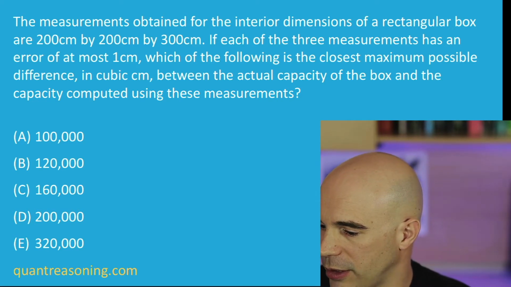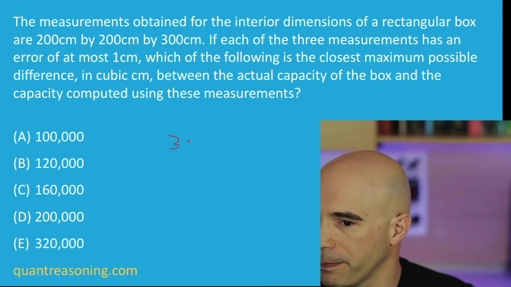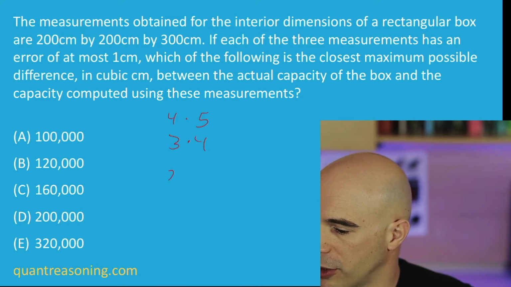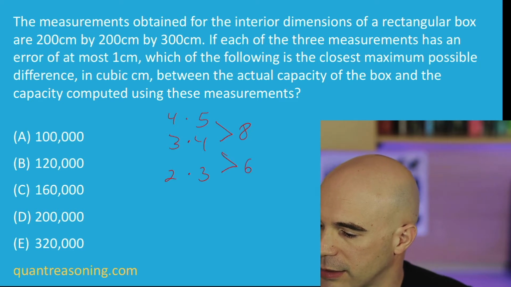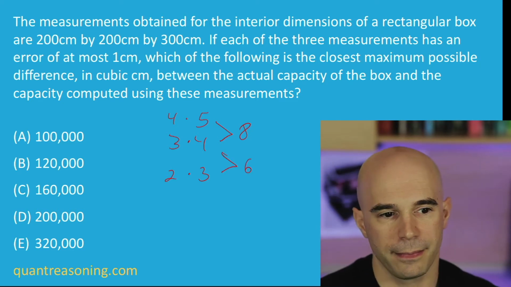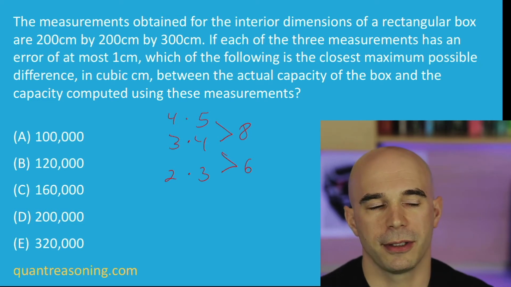What I did personally was I looked at 3 times 4. And I said, well, I could go up to 4 times 5, or I could get down to 2 times 3. And the gap here is 8, but the gap here is only 6. So very similar to what you did.